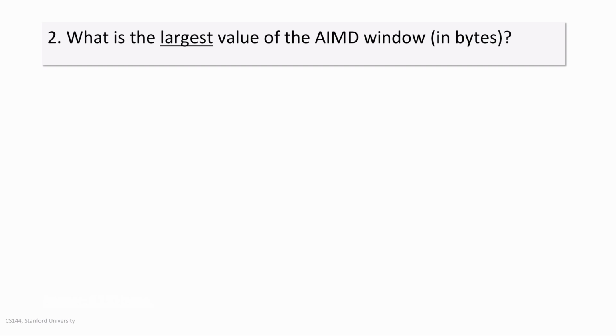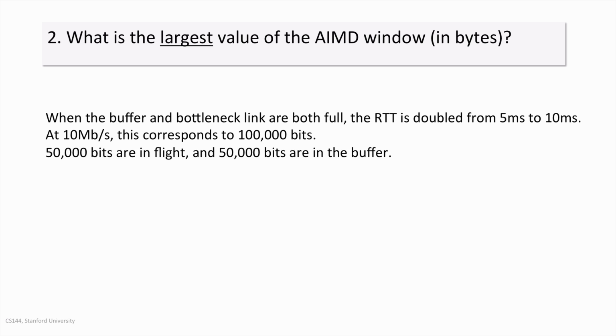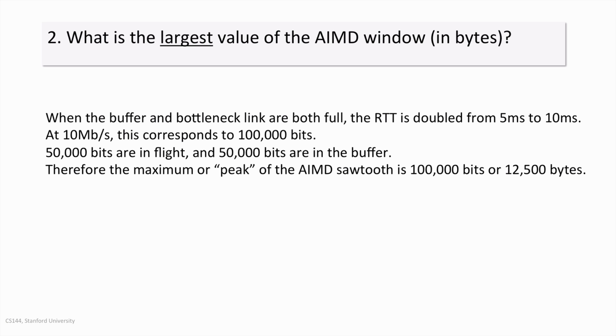Part 2. What is the largest value of the AIMD window in bytes? When the buffer and bottleneck link are both full, the RTT is doubled from 5 milliseconds to 10 milliseconds. At 10 megabits per second, this corresponds to 100,000 bits. 50,000 bits are in flight, and 50,000 bits are in the buffer. Therefore, the maximum, or peak, of the AIMD sawtooth is 100,000 bits, or 12,500 bytes.